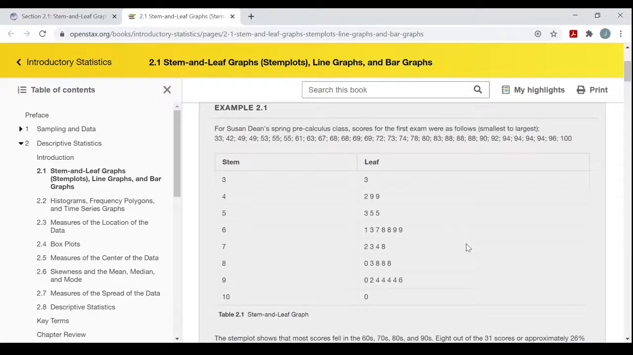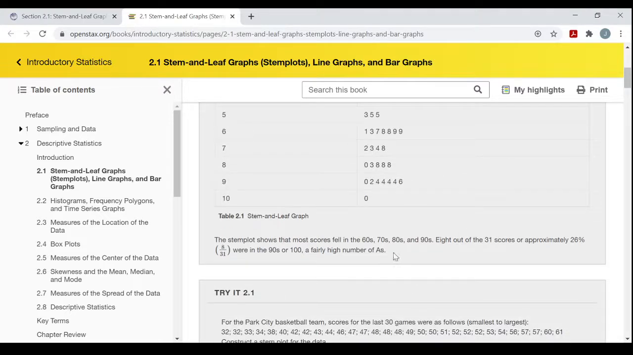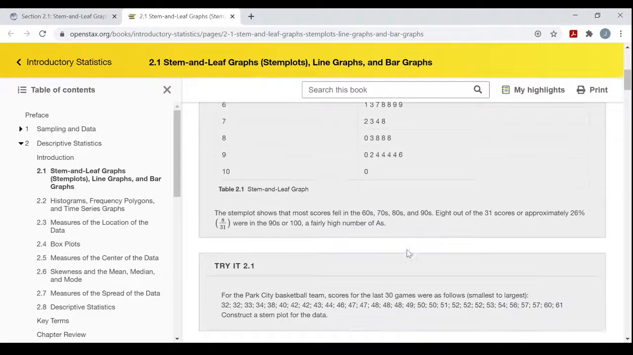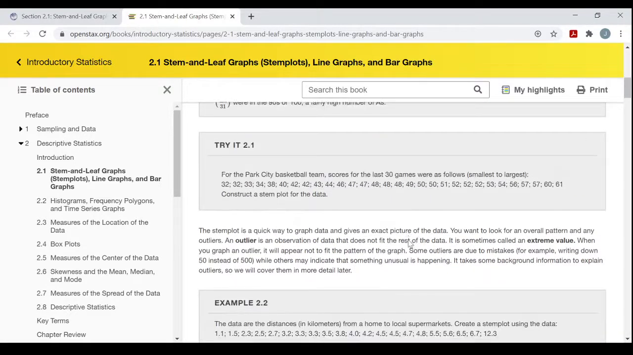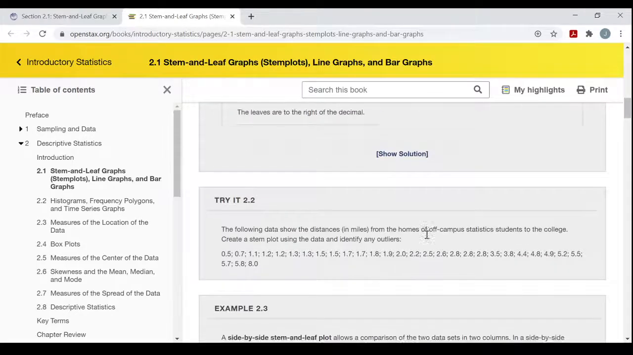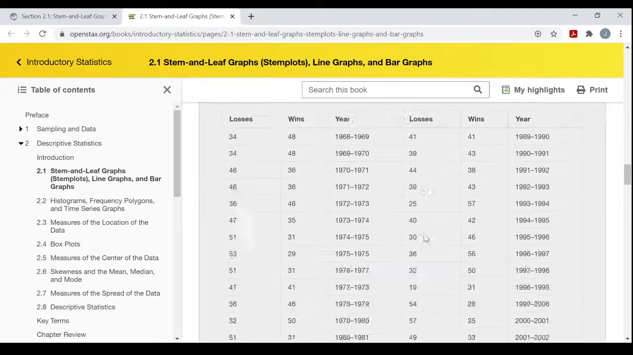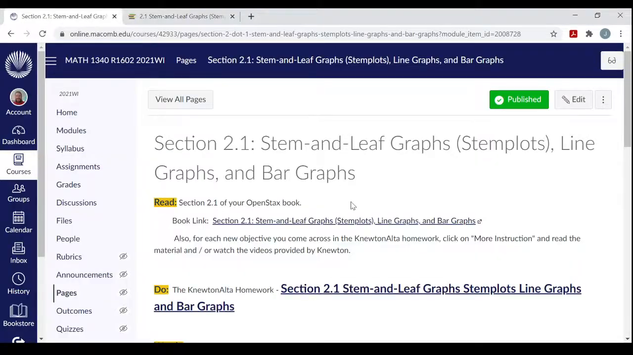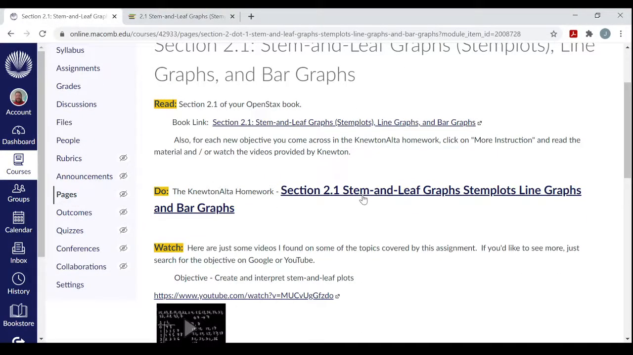read the examples. You've seen in other sections, there are some examples where it has show solution at the bottom. I would recommend you try doing examples on your own first before seeing the solutions, and then see how you did. And ones where you try things out on your own, I recommend doing those as well. And yeah, let's read through section 2.1, please.